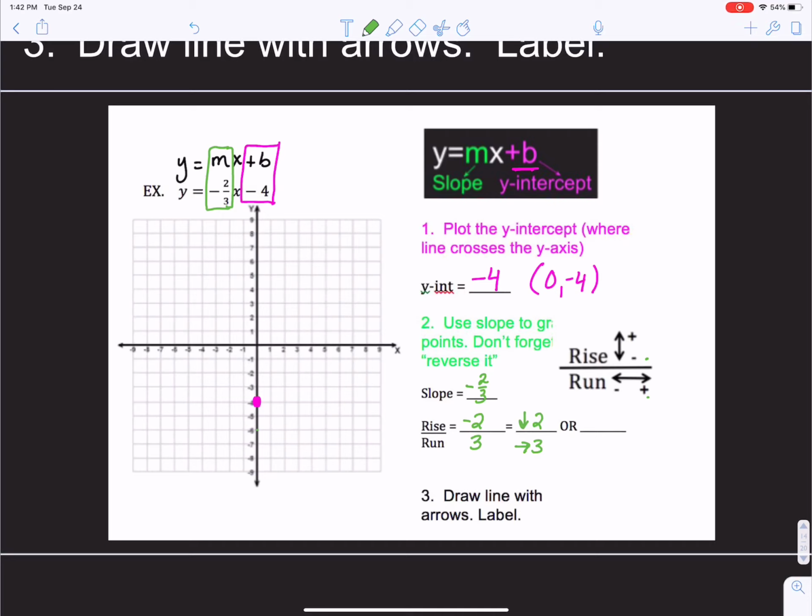y-intercept, from that point, we know that point's on the line, so we're going to start there, and then we're going to do exactly what our slope told us to do. It said to go down 2, 1, 2, and right 3, 1, 2, 3, and this is where my new point should be. And then I could repeat that again, down 2, right 3, and I've got another point.